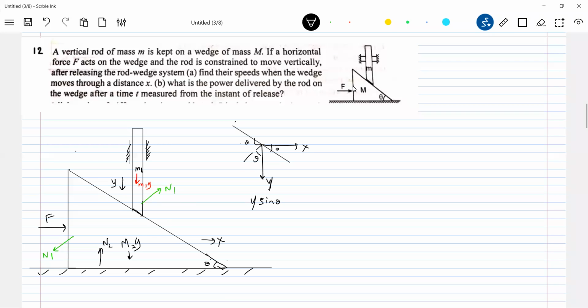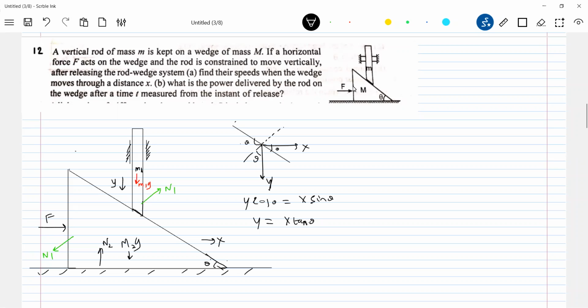In what direction must the displacement be equal? The normal contact between the rod and the wedge is non-zero, so all the time the rod will be in contact with the wedge. Therefore the displacement perpendicular to the incline must be equal. So y cos theta should be equal to x sin theta. Will you agree with this? So what is the displacement of the rod in terms of the displacement of the wedge? y equal to x tan theta.